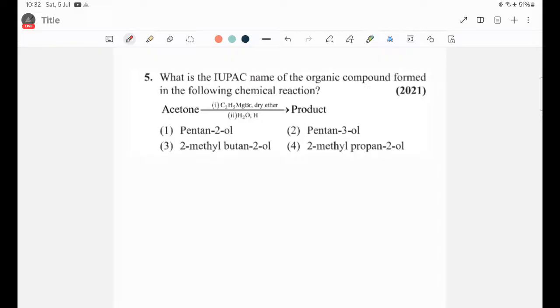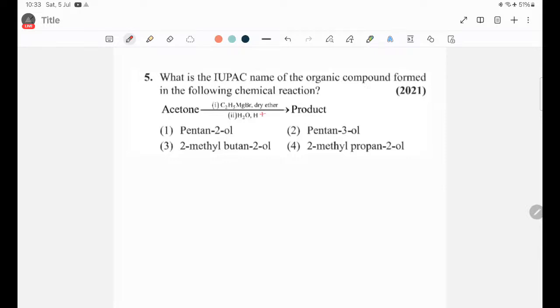Okay, now try to figure this out. Which option should be the correct option, and what would be the conceptual part behind this? I have given acetone as a reactant, then the reagent is C2H5MgBr in presence of dry ether, that is the Grignard reagent, and finally it is hydrolysis, that is H2O in presence of H plus. This is the hydrolysis part.